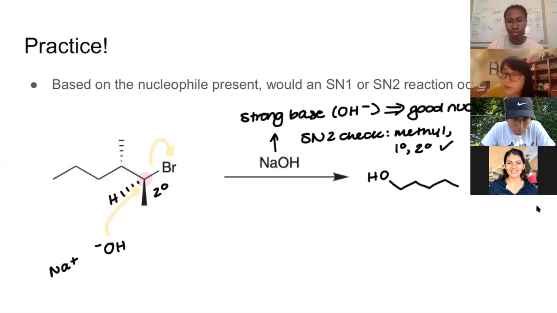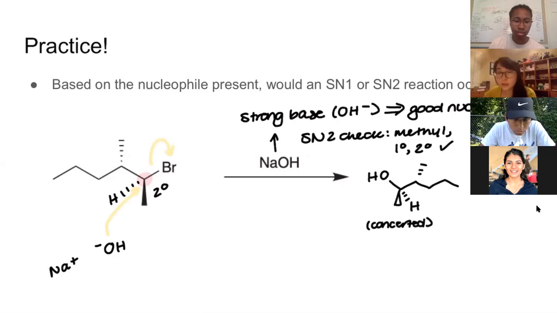It's going to have to do with the inversion of stereochemistry. So dash, dash, dash, wedge, dash, dash, dash. And remember that this is going to be a concerted reaction. So it's one step. We don't have to worry about any kind of methyl shift or hydride shift or something. And the reason why I drew it like this is to show the inversion of stereochemistry.